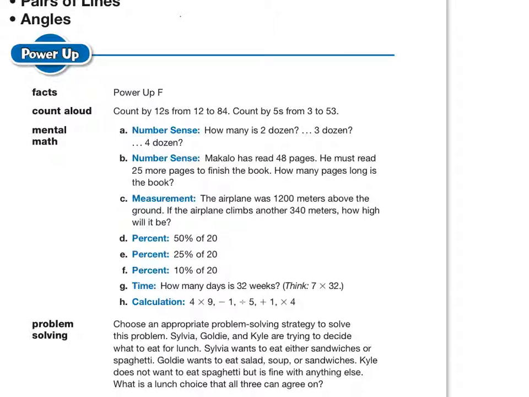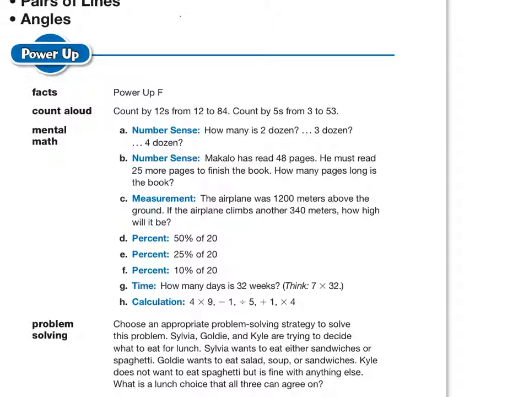Count by 5s from 3 to 53. I didn't finish that one. That's okay, I'm going to skip it. Okay, 5s from 3 to 53. It should be 3, 8, 13, 18, 23, 28, 33, 38, 43, 48, 53. 5s are easier than 12s.